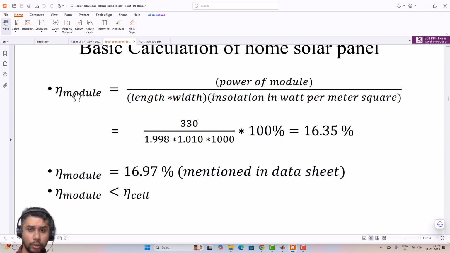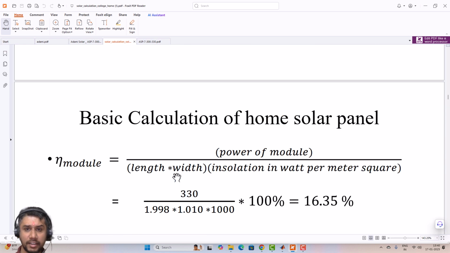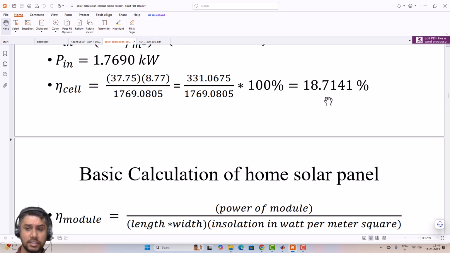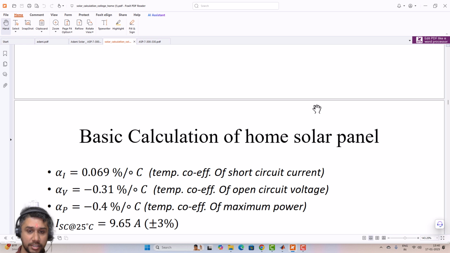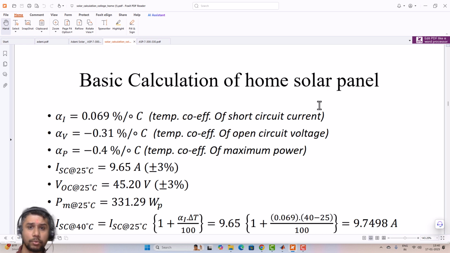Now module efficiency is 330 divided by this, so we can find out 16.35% is the module efficiency, and the data sheet has mentioned 16.97%, which is relatively near. Again similarly we can find out that module efficiency is lower than the cell efficiency. Basic calculations for this are some constants or coefficients of current, voltage and power.